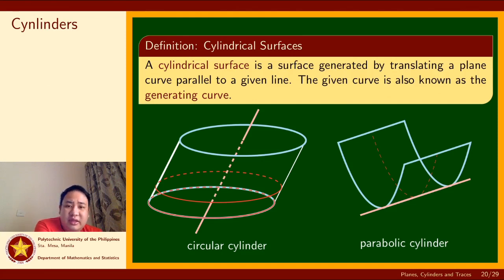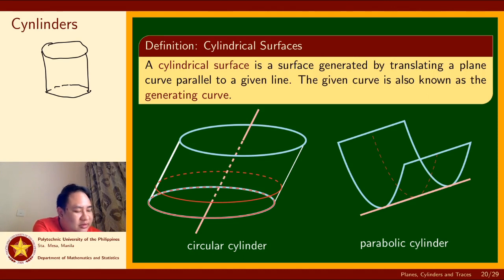Cylinders. Now, dati, kapag sinabing cylinder, ang nasa isip natin yung cylinder na ganito, no? But actually, this cylinder is just a part of a bigger family. Marami kasi silang pare-pareho silang cylinders. Nagkataon lang na ito ay tinatawag nating right circular cylinder.